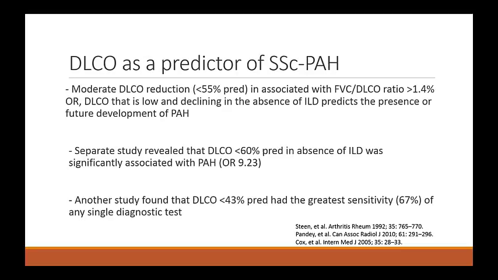All right. And then other studies have looked at DLCO also as a predictor of PAH in systemic scleroderma and found that DLCO can be predictive. One study found that a DLCO less than 60% without concomitant ILD, and another study found less than 43% without ILD, was a very good predictor of the potential development of pulmonary artery hypertension.